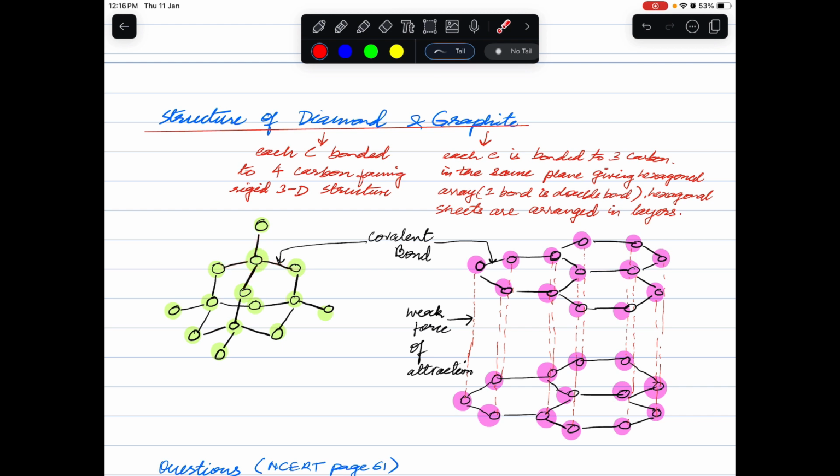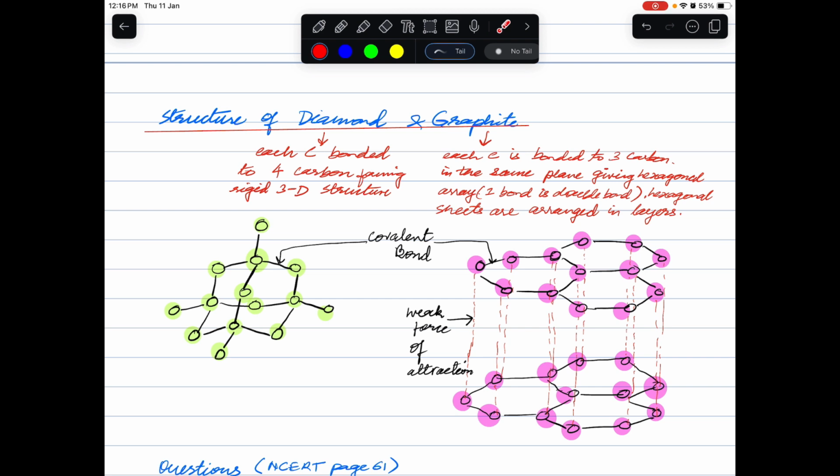In this way every carbon is connected to four other carbons in a 3D structure, and we get a very rigid 3D structure of diamond, because of which diamond is one of the hardest substances known. The point we have to remember in this case is that carbon is forming four covalent bonds, which satisfies the tetravalency of carbon.